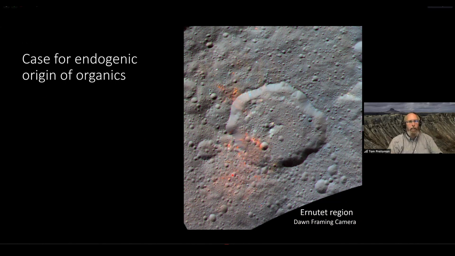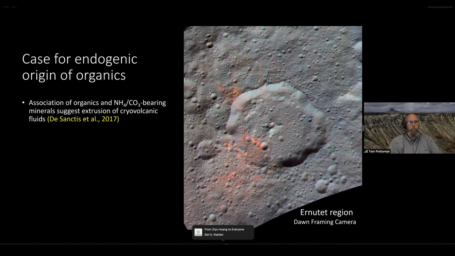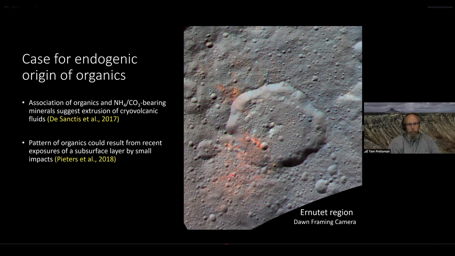Here's the case for endogenic origin versus exogenic. Very strong case for endogenic origin. One is just the association of the organics themselves with the carbonates and also ammonium-bearing compounds. This suggests that what you're looking at is the extrusion of cryovolcanic fluids.